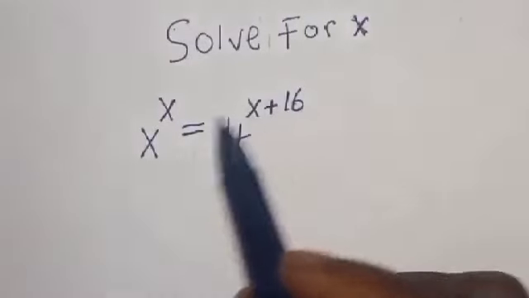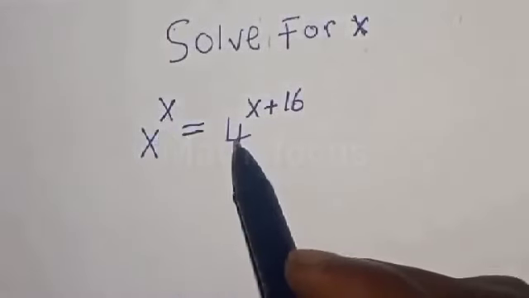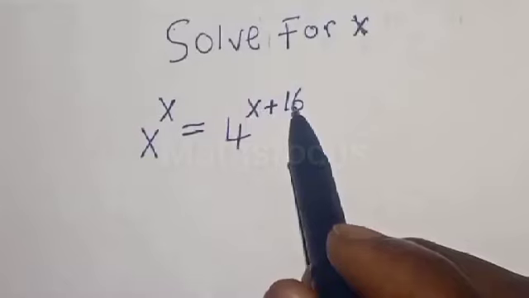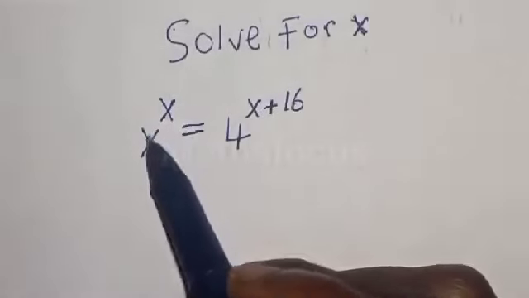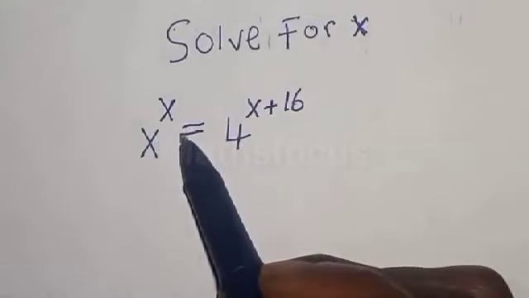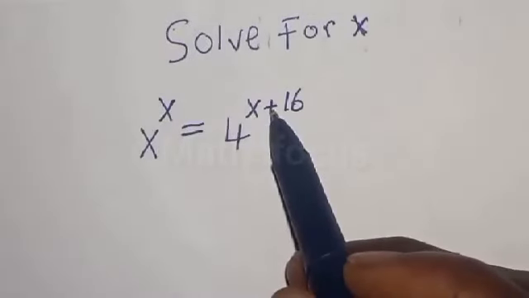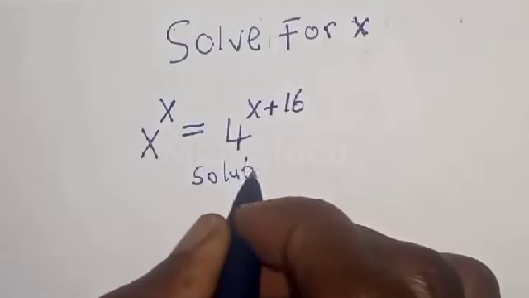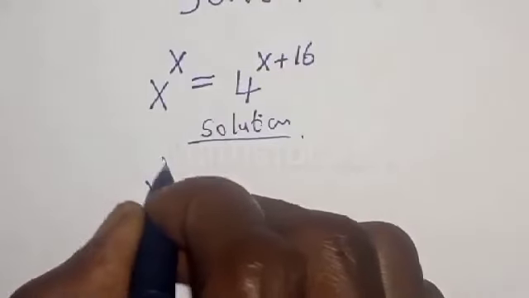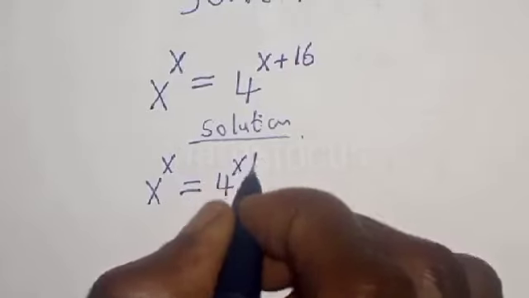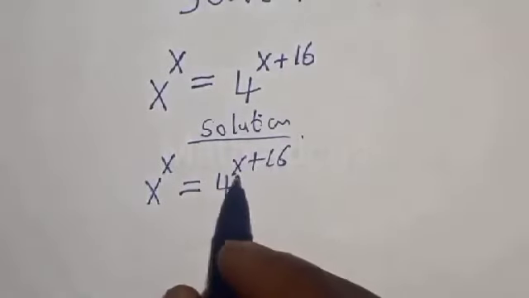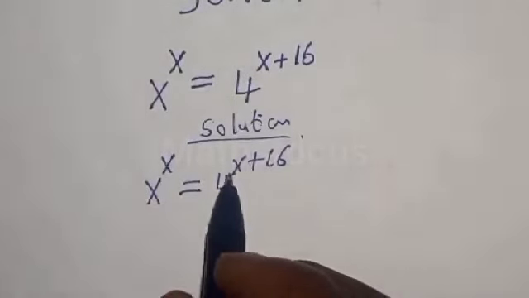Solve for x. x raised to power x is equal to 4 raised to power x plus 16. I want to find the value of x. From this equation, x raised to power x is equal to 4 raised to power x plus 16. This equation, we are going to solve it using two methods.